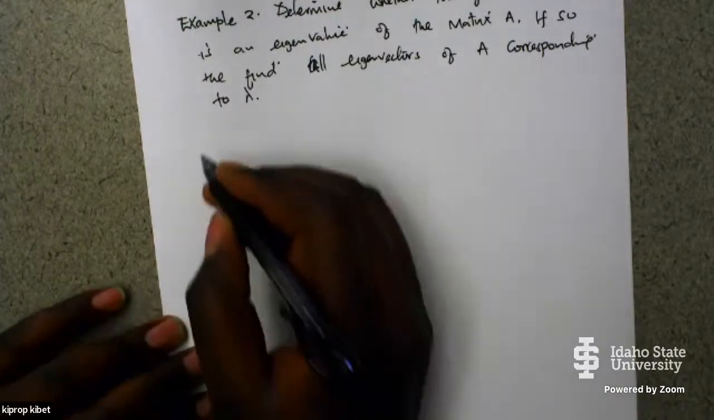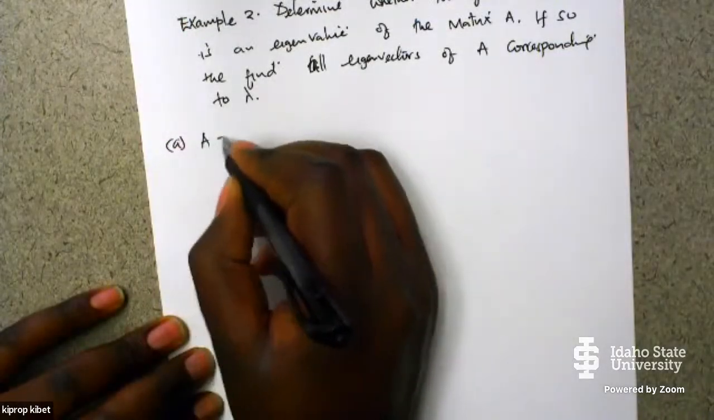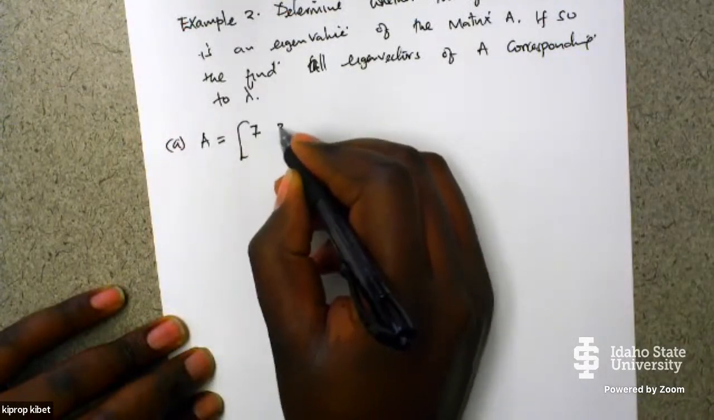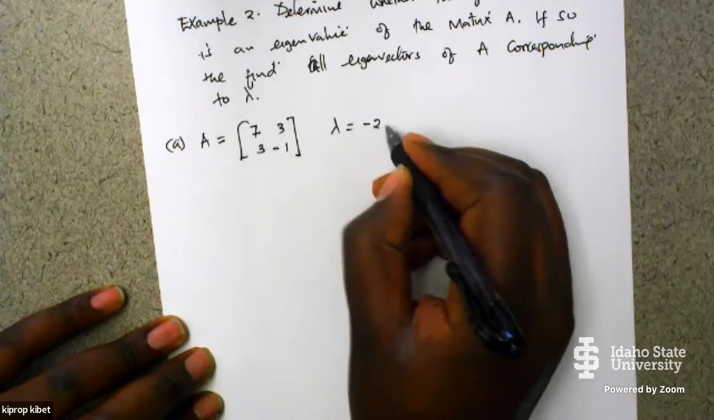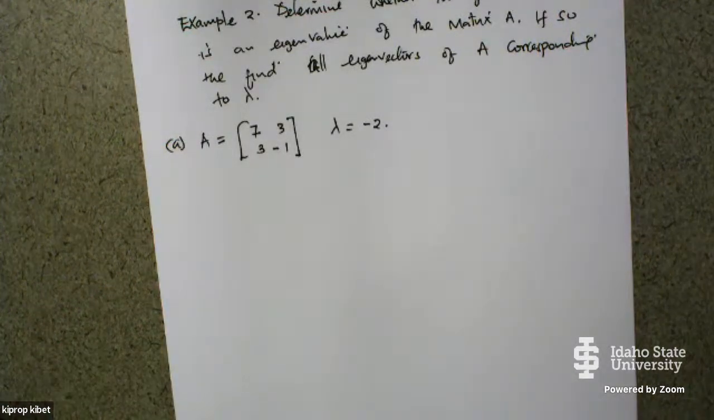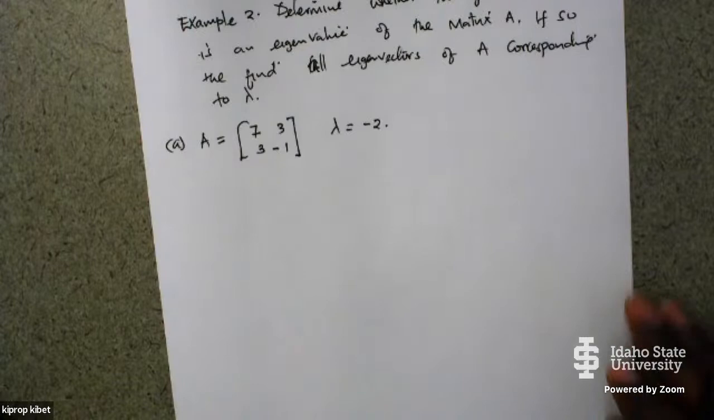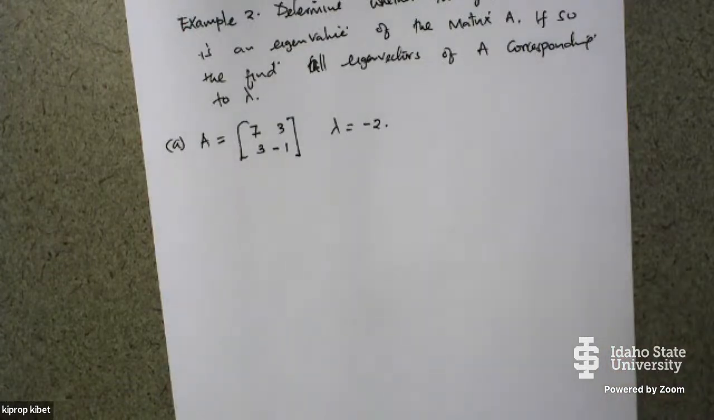Is an eigenvalue of the matrix. So number a, if we have our A equal to 7, 3, 3, minus 1, and we have our lambda equal to minus 2. Then let's see whether the given scalar is an eigenvalue of that A. For us to see whether this is an eigenvalue, it should not give us trivial solutions.